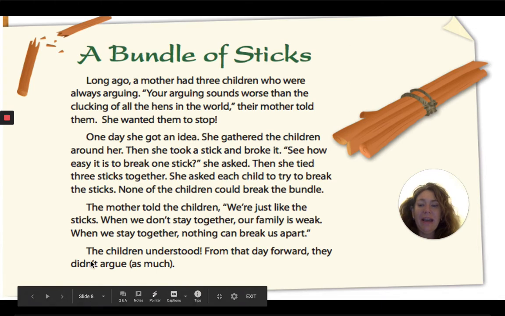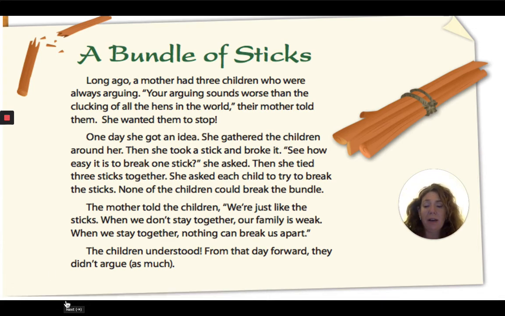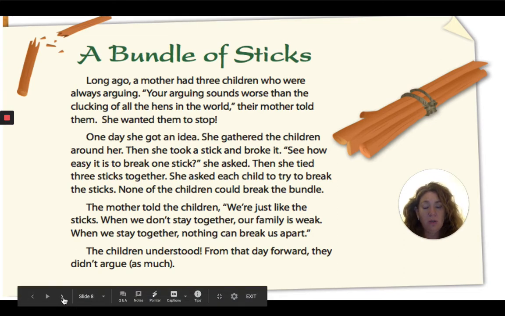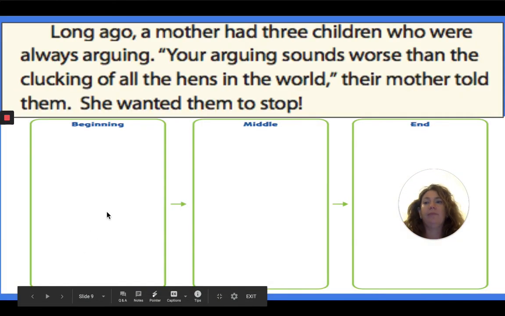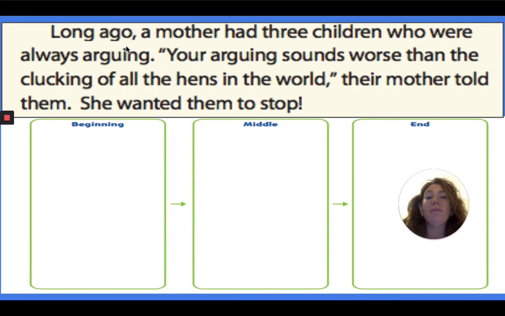Okay, let's go and look at our beginning, our middle, and end, and pick out our important details so that we can retell this story. All right. So here's the beginning. Long ago, a mother had 3 children who were always arguing. "Your arguing sounds worse than the clucking of all the hens in the world," their mother told them. She wanted them to stop.